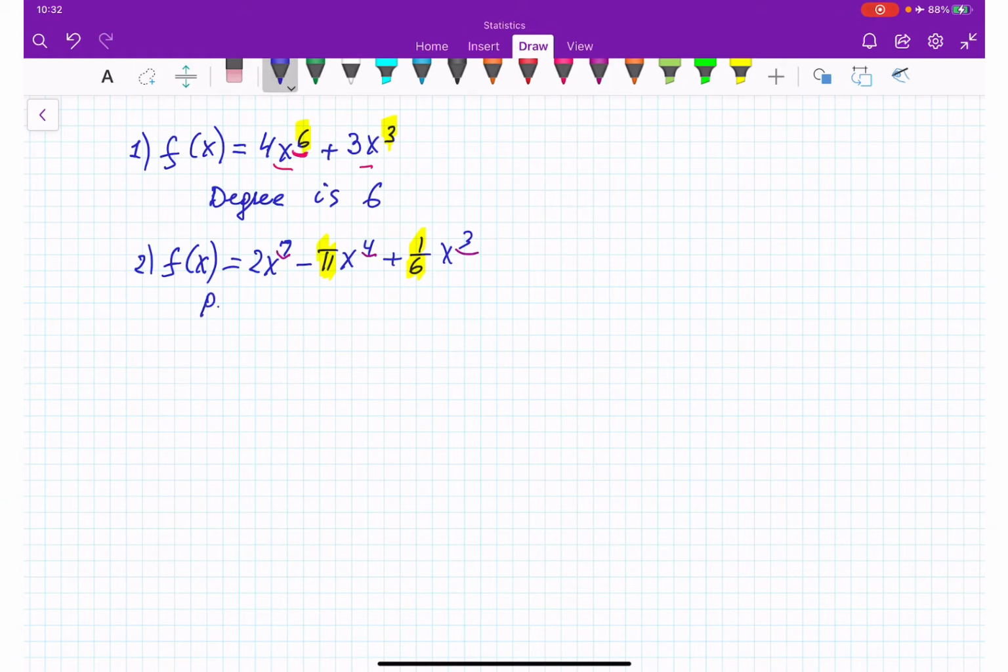So we have a polynomial. Do we have all variables the same, x, x, x? Yes. That means we pick the highest degree, which is going to be 7. So the degree of the polynomial is 7.